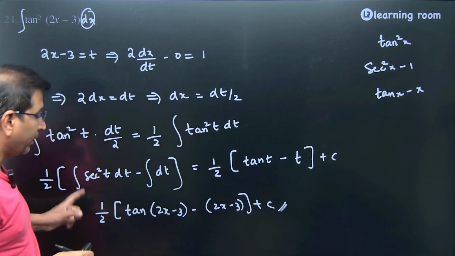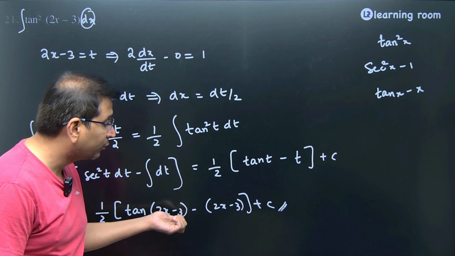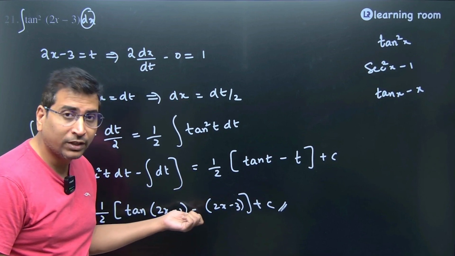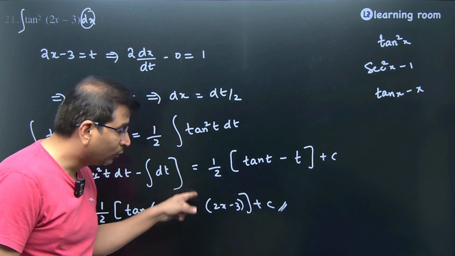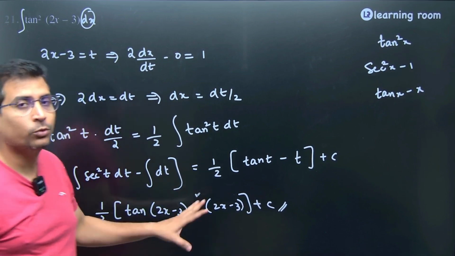So, the final answer would be half of tan of 2x minus 3 minus of. So, remember, when you are having a minus sign, always have the practice of using a bracket, okay? Minus of 2x minus 3 plus c. So, this would be the final answer.